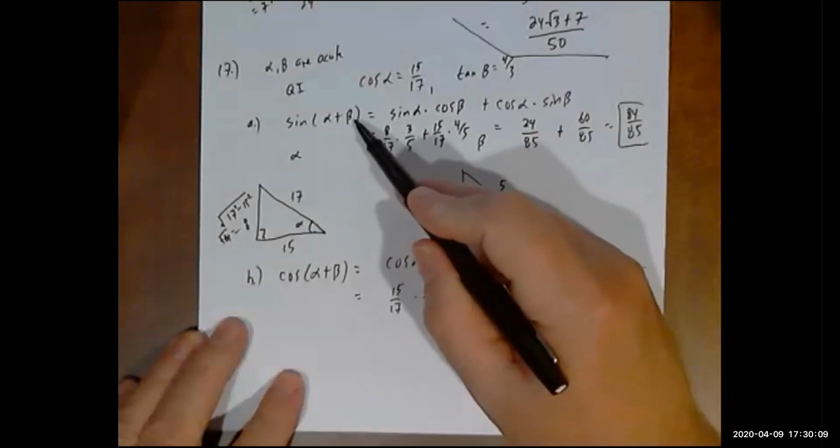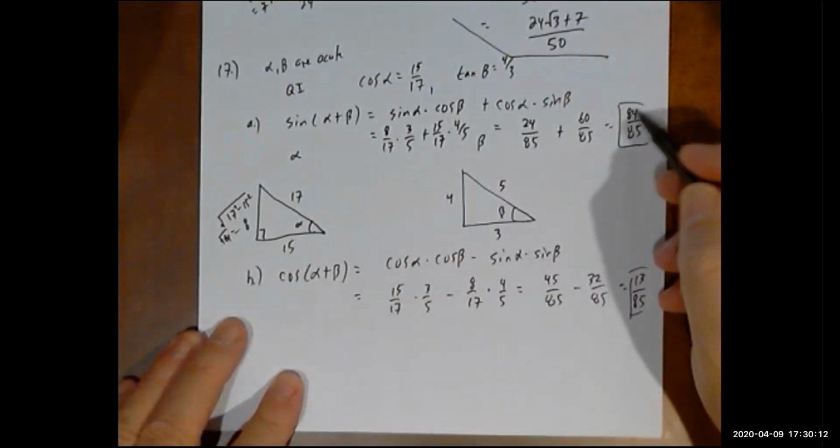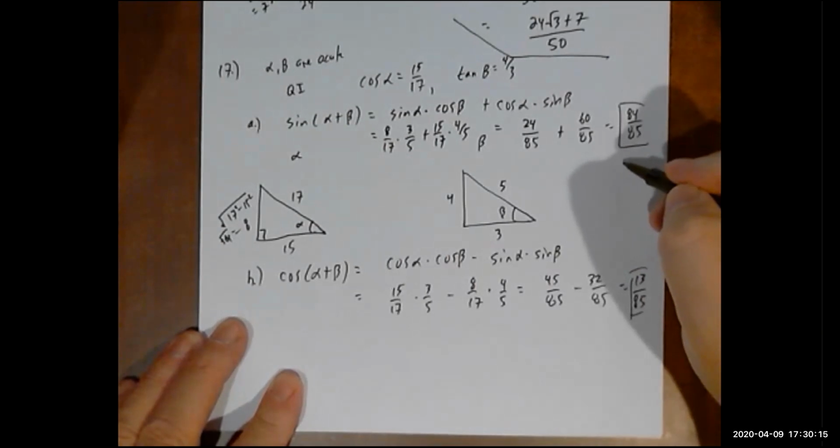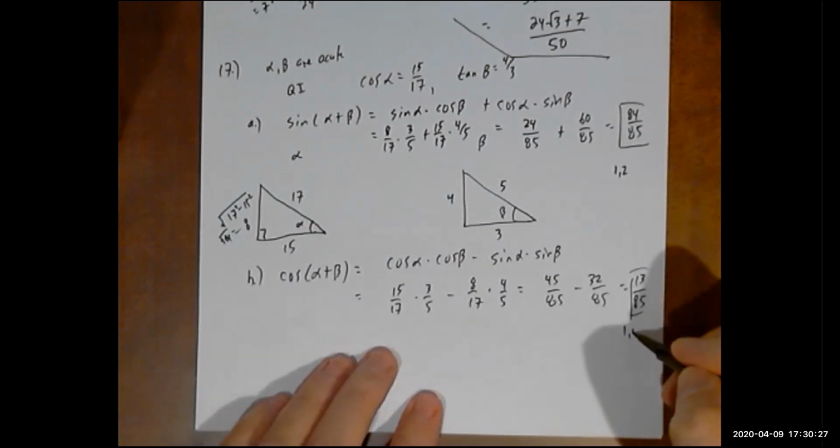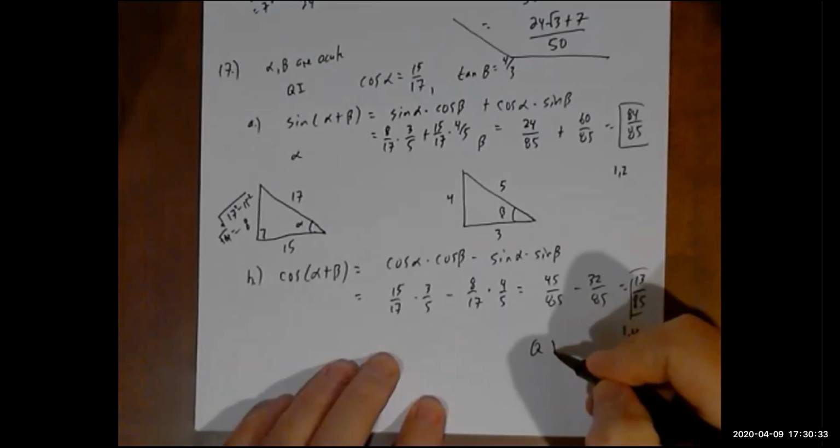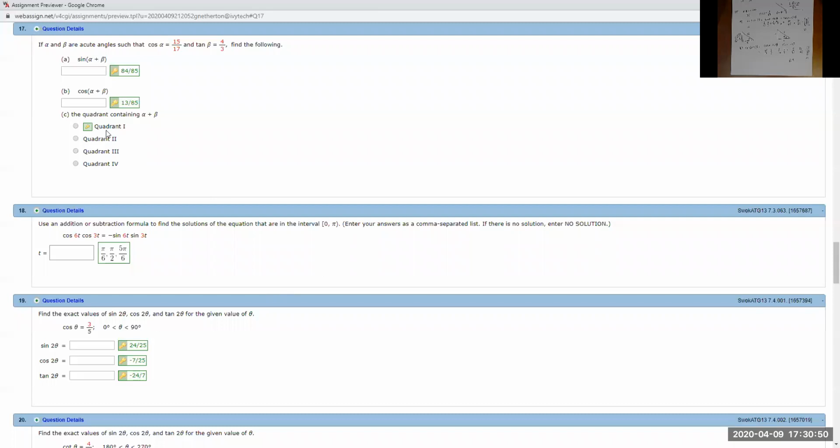For this alpha plus beta, when you add the angles together, the sine is positive, which means the sum of the angles, the new angle, has to be in quadrants 1 or 2. And the cosine is also positive. Cosine's positive in 1 and 4. So what do they have in common? I think the sum of this angle has to be in quadrant 1. And that's correct, quadrant 1.